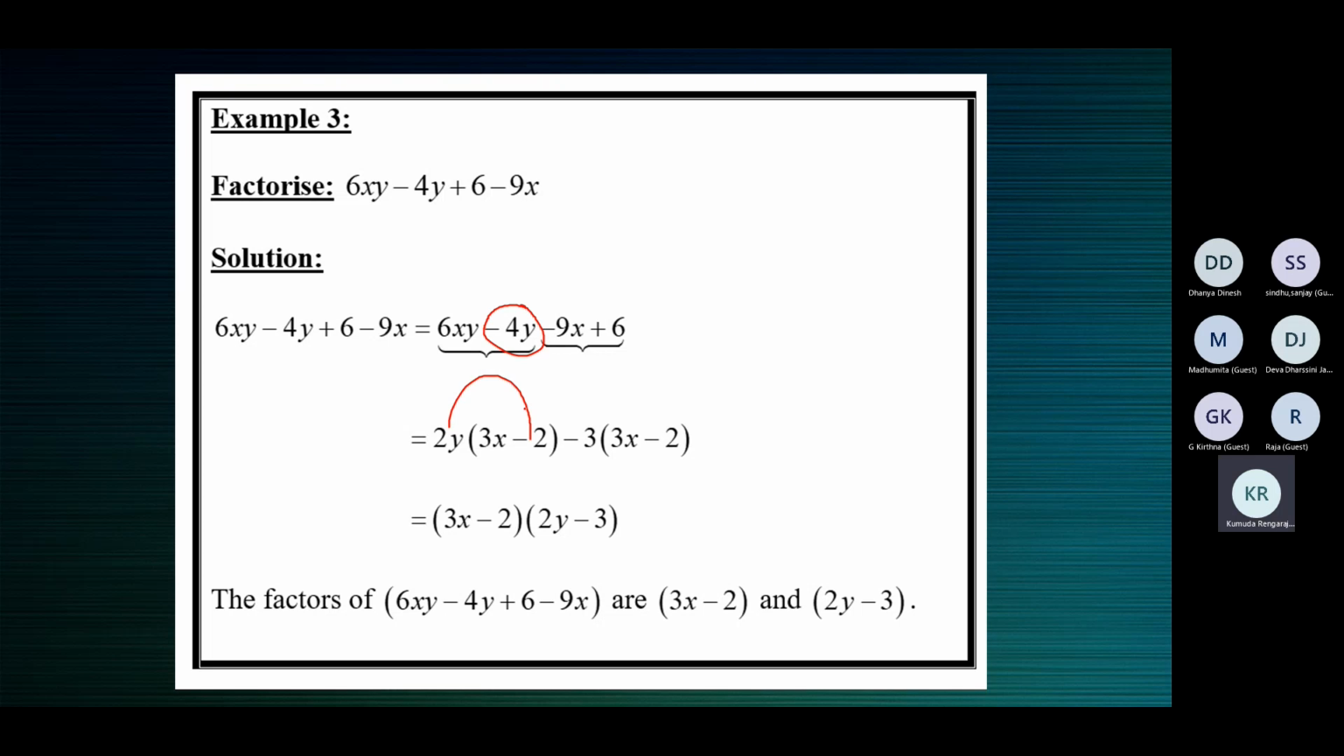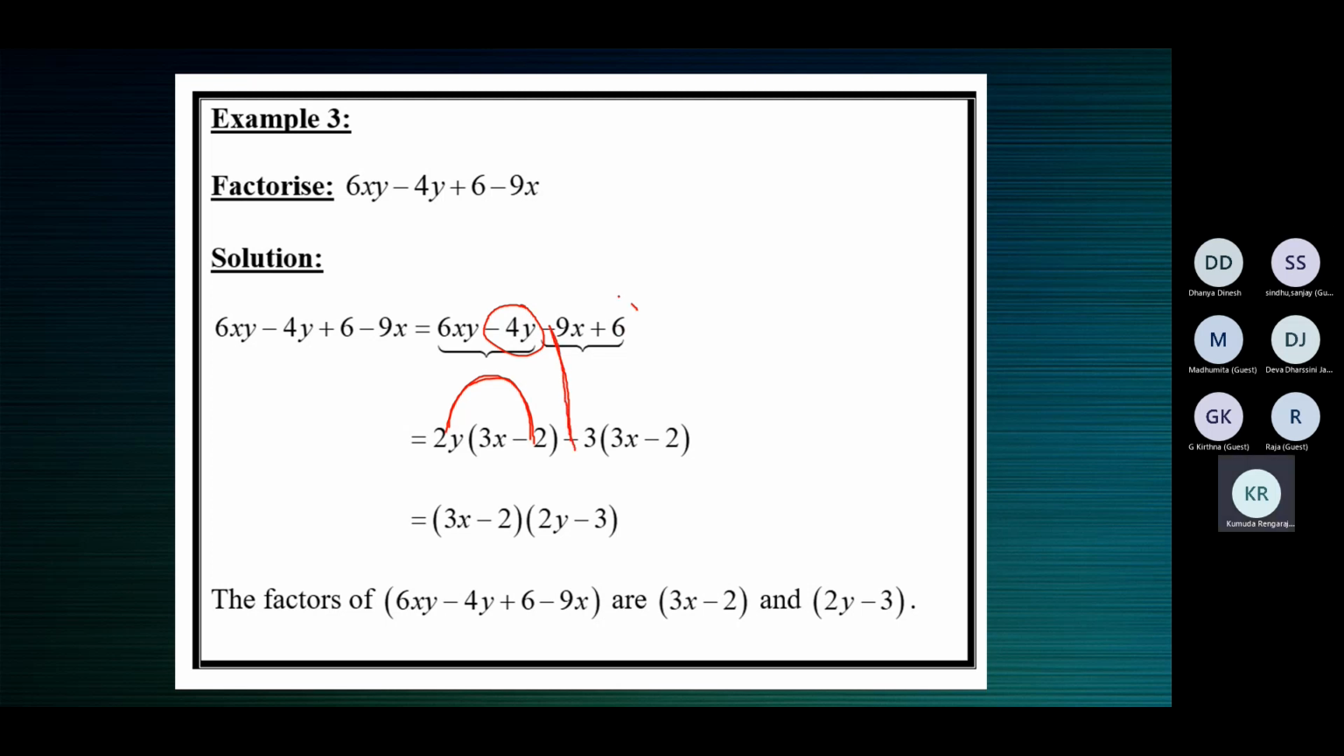2y into minus 2 will give you minus 4y. Now, the next important thing is to write this minus sign as it is here.